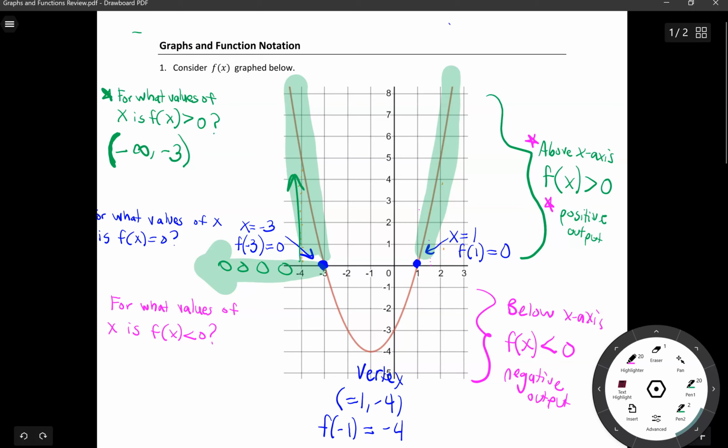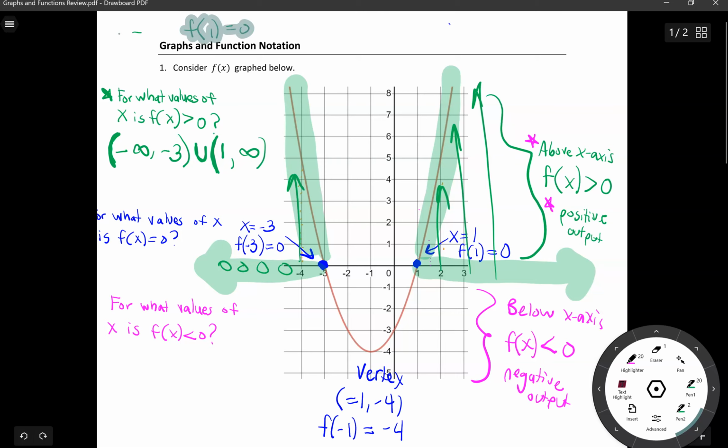And then I need to hop over, so I'm going to do a union, and I'm going to pick up here at x equals 1. If I plug in any of these inputs all the way to positive infinity, the heights of the graph are going to be positive. So I'm going to pick back up at +1, not included. If x equals 1, the height is 0, so I don't want to include that, all the way to positive infinity. So that's the interval notation to describe where the outputs are positive, where they're above the x-axis, where they're greater than 0.